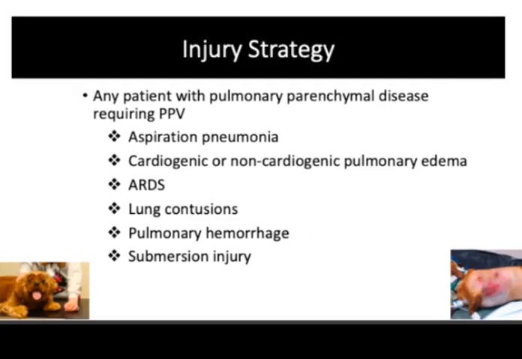So first, we're going to talk about the injury strategy. The rule of thumb is that any patient with a pulmonary parenchymal disease that needs mechanical ventilation should be ventilated using the injury strategy. The most common lung diseases in veterinary medicine associated with a necessity to ventilate include severe aspiration pneumonia, cardiogenic and non-cardiogenic pulmonary edema, ARDS, lung contusions, pulmonary hemorrhage, and submersion injuries. All of these pathologies lead to decreased lung compliance. In other words, you need to apply higher airway pressure in order to inflate the lungs to the same level.